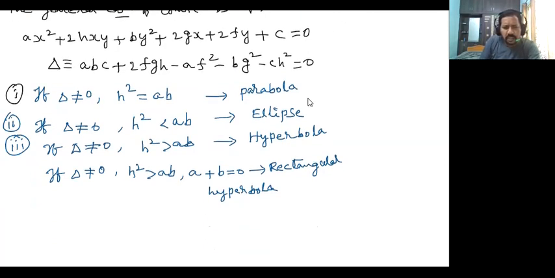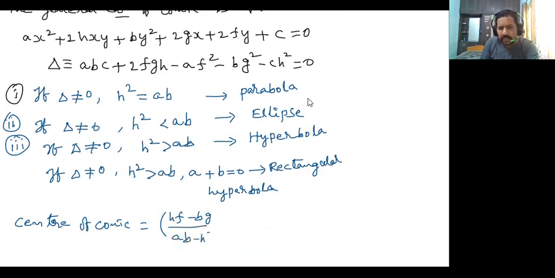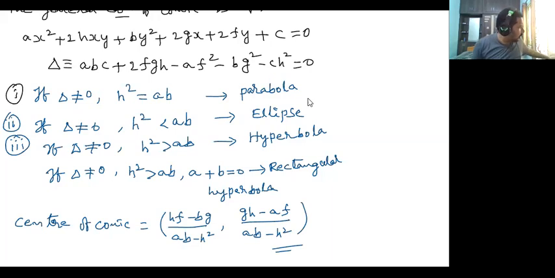Now, the center of a conic. This formula we already know from pair of straight lines. The center of the conic is (hf minus bg) by (ab minus h square), comma, (gh minus af) by (ab minus h square). This is the formula to find the center of a conic section.